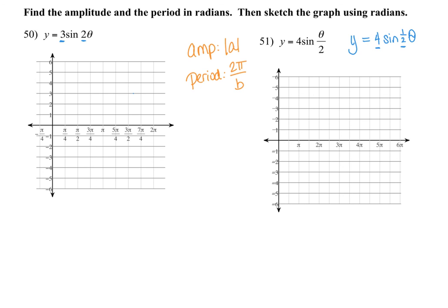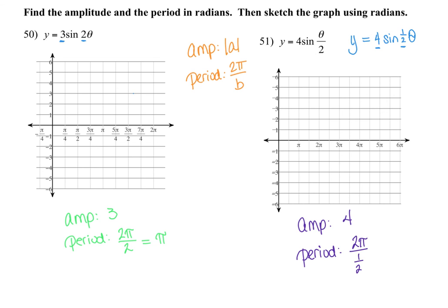So if I am answering the question for 50, my amplitude then is going to be 3, and my period is going to be 2 pi over 2, which simplifies to just pi. For number 51 then, my amplitude is going to be 4, and my period is going to be 2 pi over 1/2. Keep, change, flip, that simplifies to 4 pi.